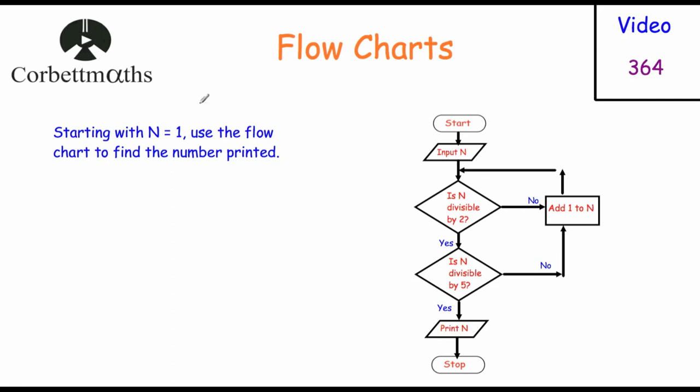We've got flowcharts, and we've got, starting with the number n equals 1, use the flowchart to find the printed number. So we're going to start here, n's equal to 1. So we're going to start here, and we're going to work our way down. So we've got inputs 1. Is the number n divisible by 2? Well, 1's not divisible by 2, so we're going to go to no. Add 1, well, that's now 1 plus 1 is 2, so then we're going to go across. Is 2 divisible by 2? Yes, it is, so we're going to go down. Is 2 divisible by 5? Well, no, it's not, so we're going to go up, so we're going to add 1, that's now 3.